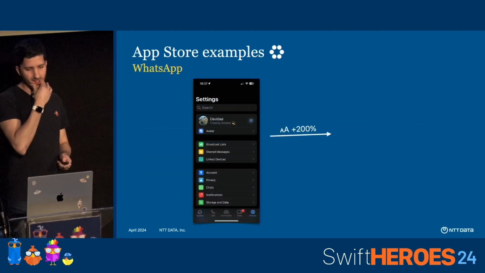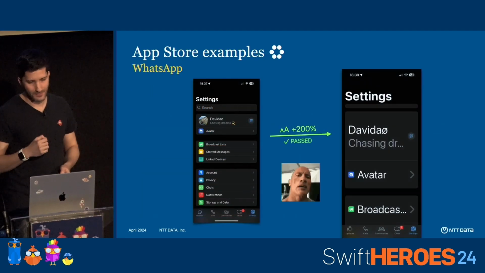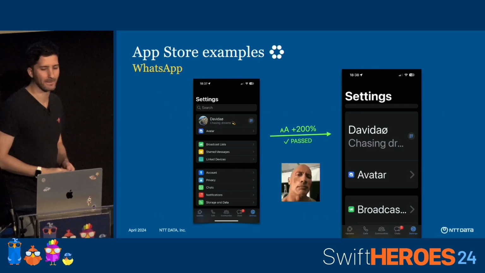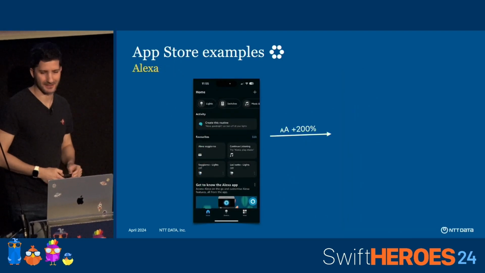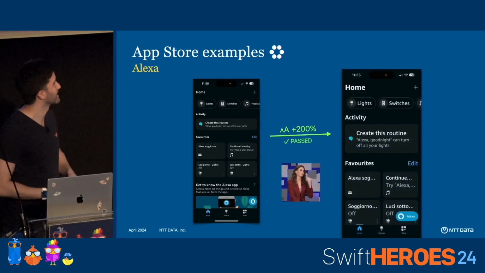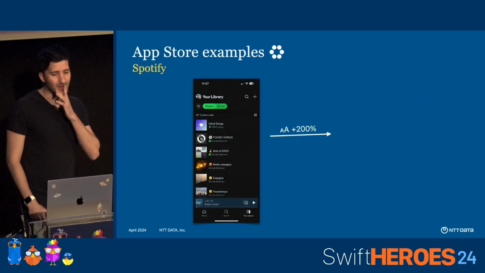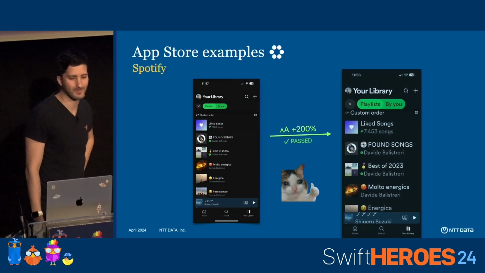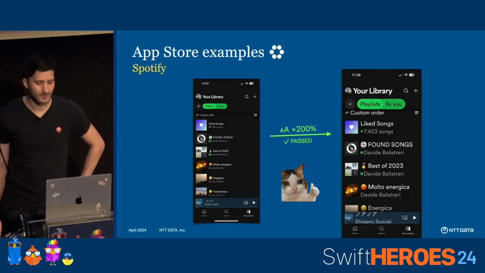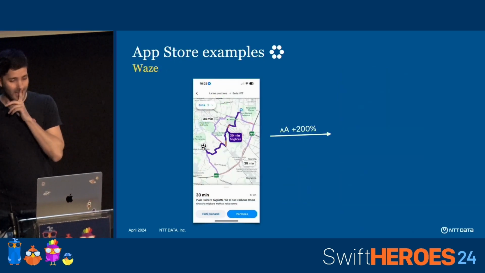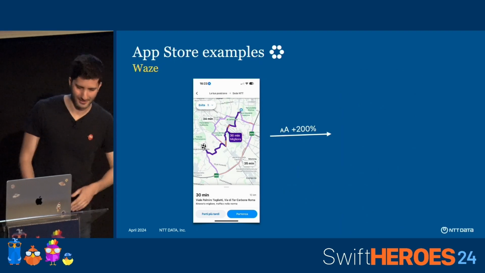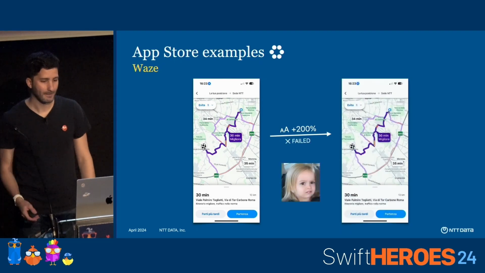Let's try increasing text in WhatsApp. Yep, text resize test is passed. What about the Amazon Assistant? It passes too, nice. What about Spotify? Spotify did a good job at adapting its layout. Let's try with Waze. I use it a lot to navigate in Rome, since traffic is really a mess.